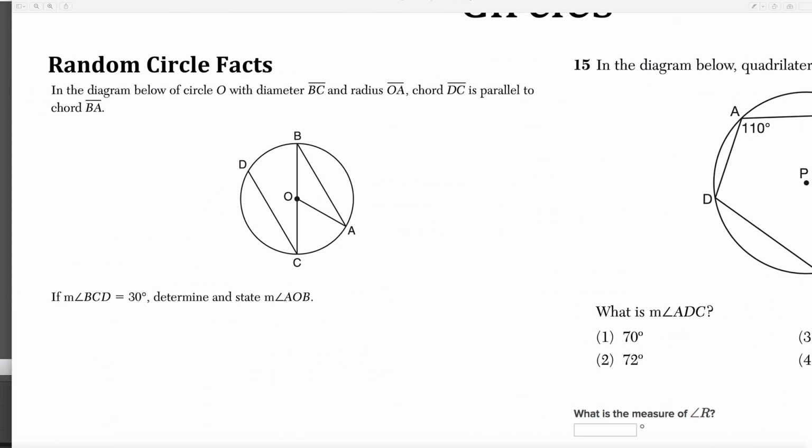And then random circle facts. One is just to notice the alternate interior angles. So angle BCD is 30. What's angle AOB? Well, you know this one's 30. The other fact is that they are both radii, so it's isosceles. So this is 30, and then you get that one.